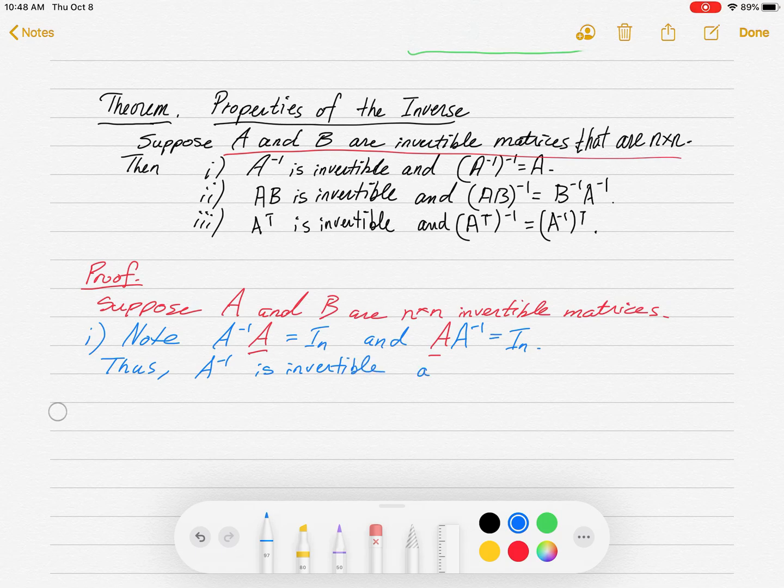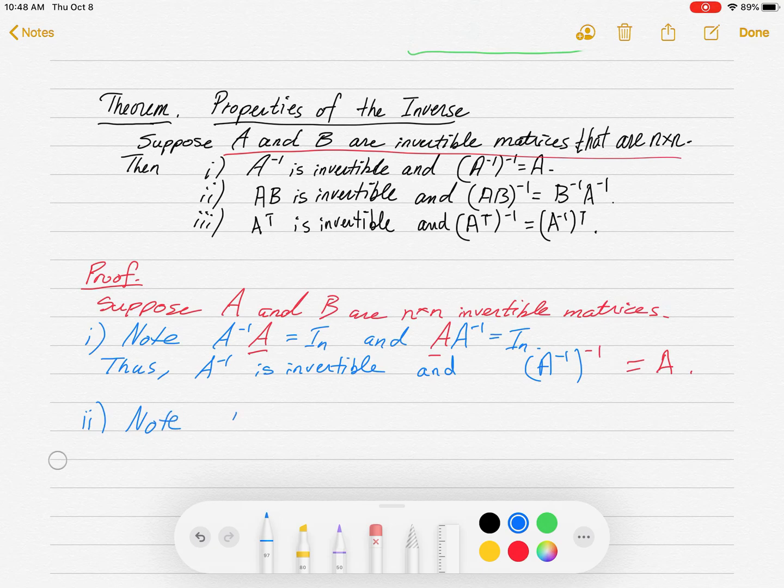So thus, A inverse is invertible because I'm able to multiply it by something on both sides to get the identity. And what's A inverse's inverse? What's its counterpart? Well, it's the thing you had to multiply A inverse by to get the identity. It would be, in fact, A, right? That's what we had to multiply A inverse by to get the identity. Okay, so that's number 1.